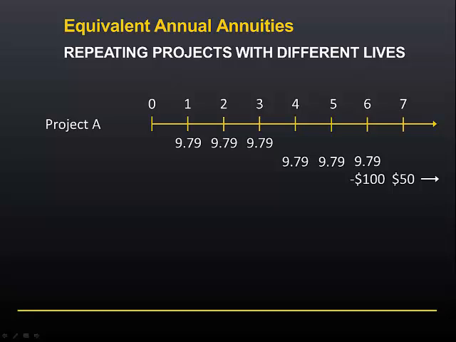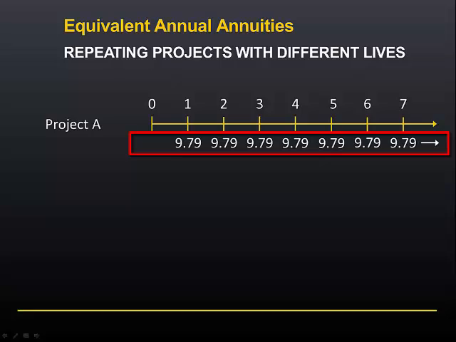And so is the second. And so is the third. So if we select Project A, and Project A is going to be repeated indefinitely, then we are selecting a perpetual cash flow stream of $9.79 per year.